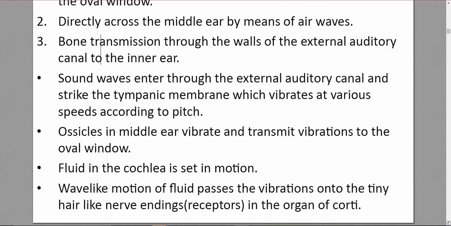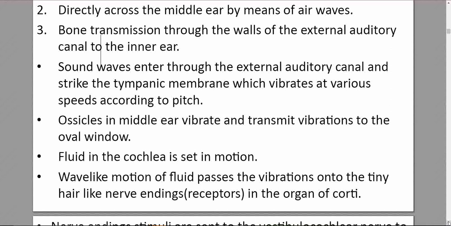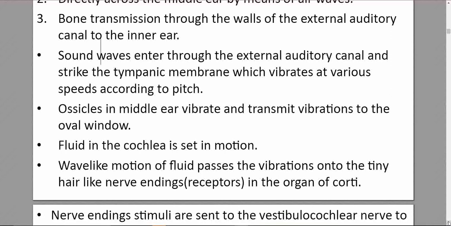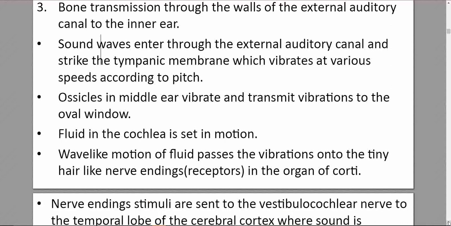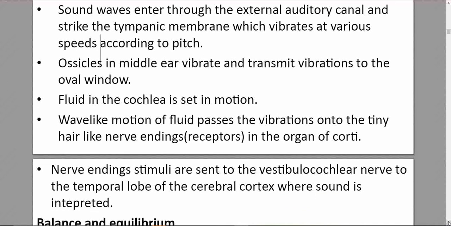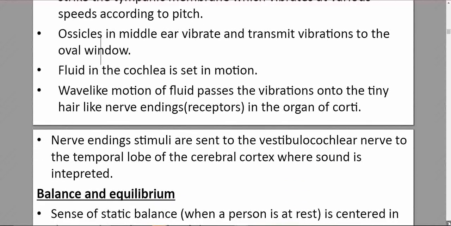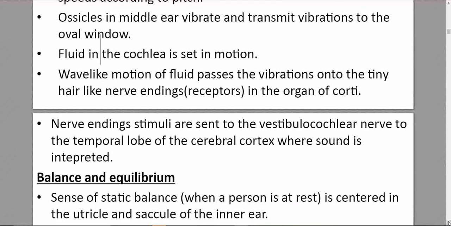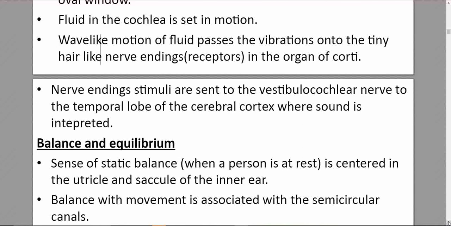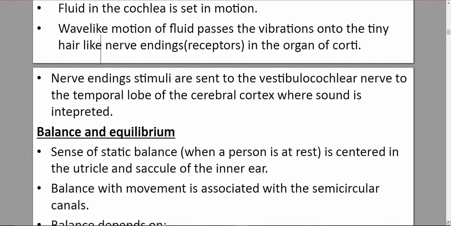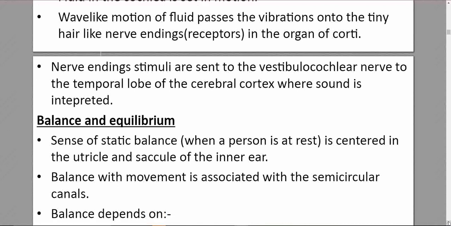So sound waves enter through the external auditory canal and strike the tympanic membrane, which vibrates at various speeds according to pitch. The ossicles in the middle ear vibrate and transmit vibration to the oval window. Then fluid in the cochlea is set in motion. The wave-like motion of fluid passes the vibration onto the tiny hair-like nerve endings, the receptors in the organ of Corti. Then nerve impulses are sent to the vestibulocochlear nerve and the temporal lobe of the cerebral cortex, where sound is interpreted.